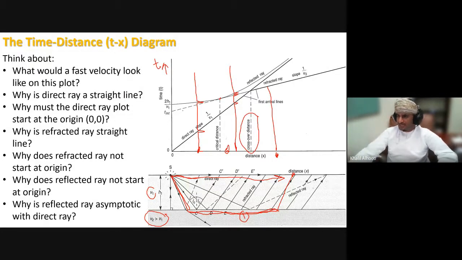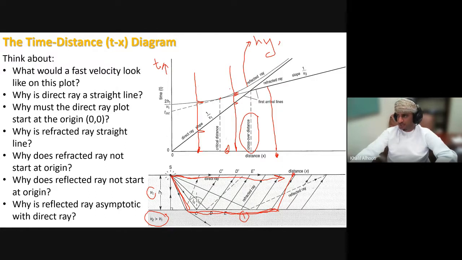The direct energy is a straight line. Refracted is also a straight line. Reflection is not a straight line. You will know later, in the reflection chapter, that it's what we call a hyperbola. It's a function, like a parabola. You studied calculus 2 probably, or calculus 1. This is what we call hyperbola.